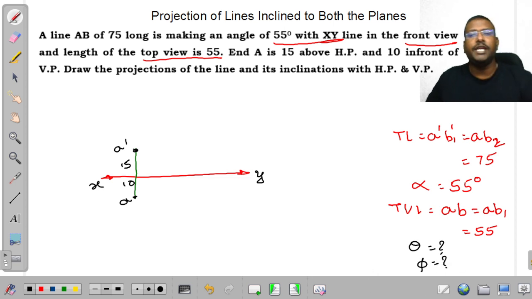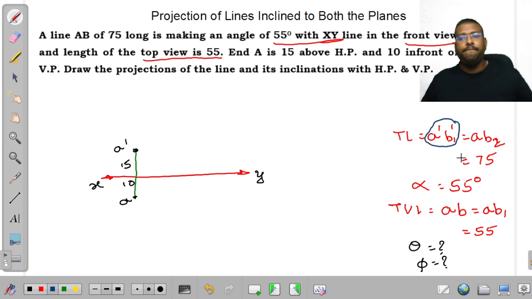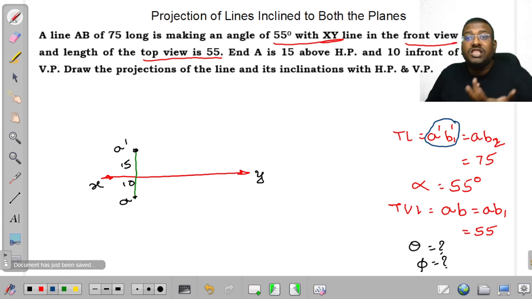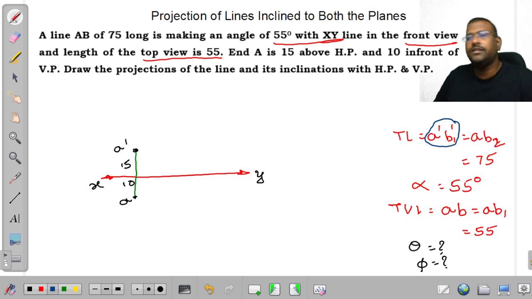So first of all we'll check whether it is possible to draw it or not. First of all we'll check A dash B1 dash. Is it possible to draw? No sir. Why? I know the length but I don't know theta. Okay, leave it. At this stage I can't do it.